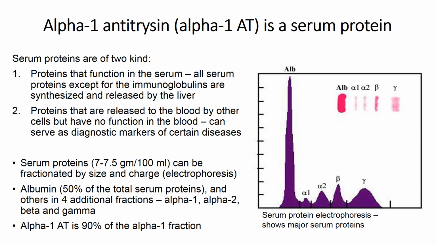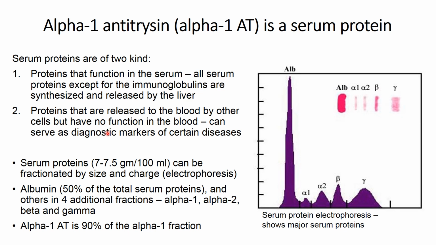Alpha-1 antitrypsin is a serum protein. What does it mean? It means that it is synthesized and released to the serum, and it functions there. Serum proteins in general are of two kinds. One, like alpha-1 antitrypsin, has a function in the serum or in the blood. All of these serum proteins, except for the immunoglobulins, are synthesized by the liver. Please remember that for the future.